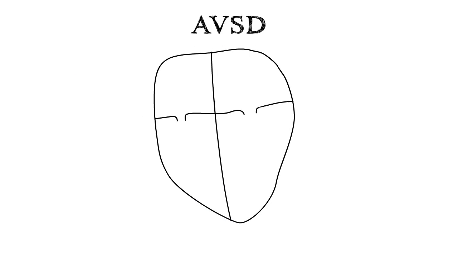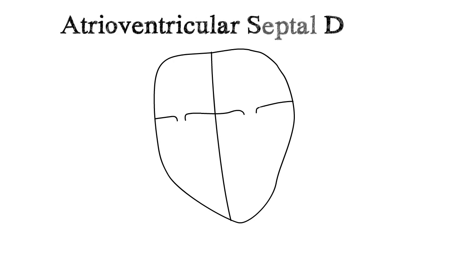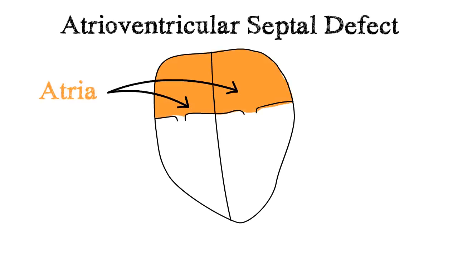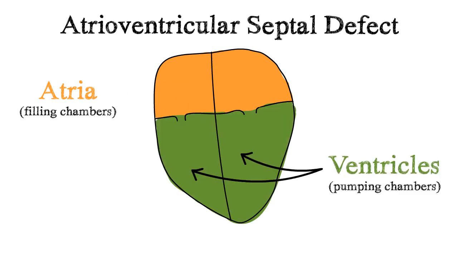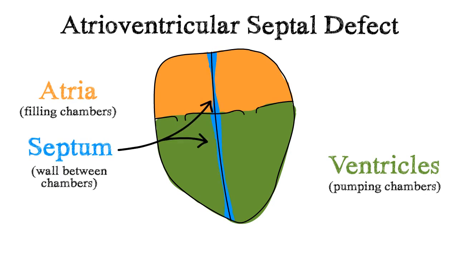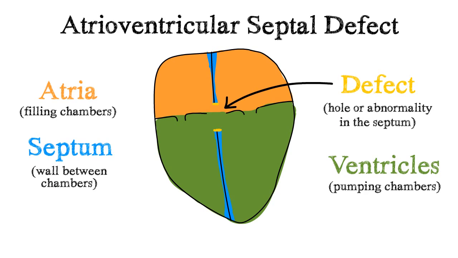Now, let's talk about AVSD. The term AVSD is short for Atrioventricular Septal Defect. Let's translate this into plain English. Atrio refers to the atria, which are the 2 filling chambers. Ventricular refers to the ventricles, which are the lower pumping chambers of the heart. Septal refers to the wall between the right and left chambers of the heart. And defect is a hole or abnormality.